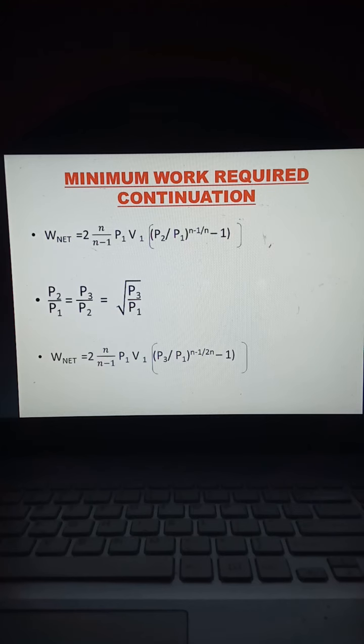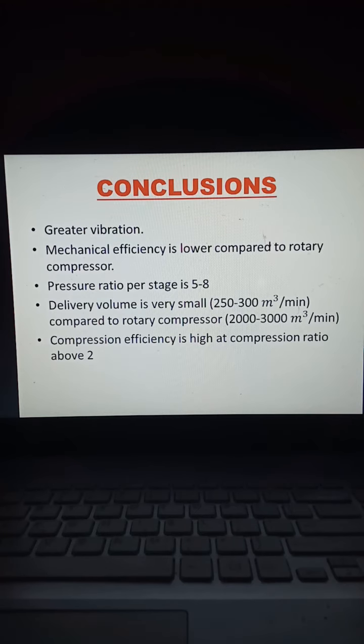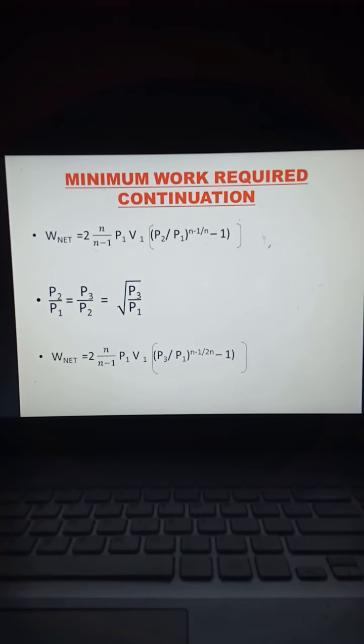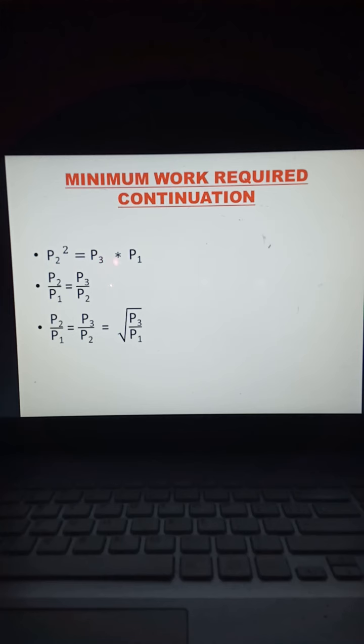So you know the formula, and you have one more. When you rearrange that equation, you get one more equation like this. In this equation there is P2 divided by P1, so use the first term and the second term and replace this term with P3 divided by P1 the whole raised to 1 by 2. You will get an equation like this: 2n divided by n minus 1 P1 V1 into P3 divided by P1 the whole raised to n minus 1 divided by 2n, minus 1. So these formulas you need to learn by heart for doing numericals. This formula and this formula also.